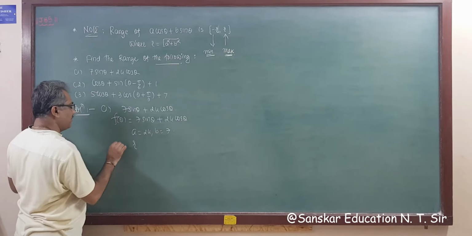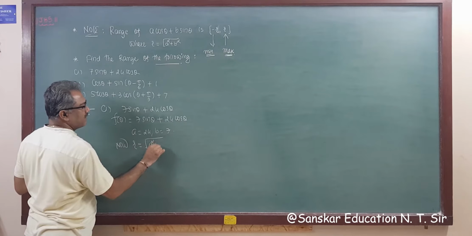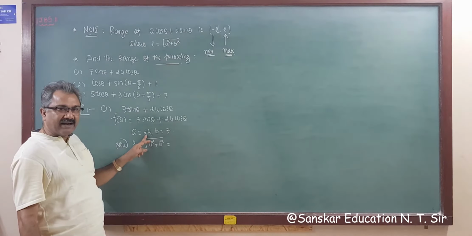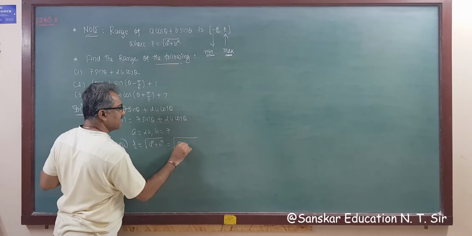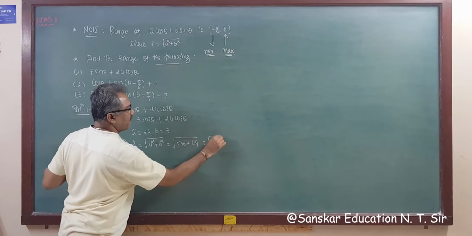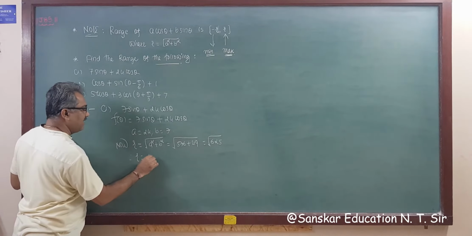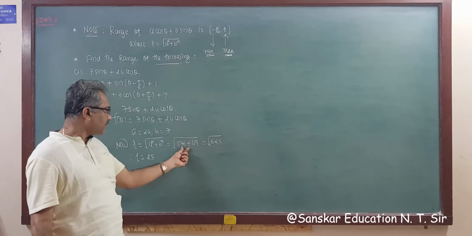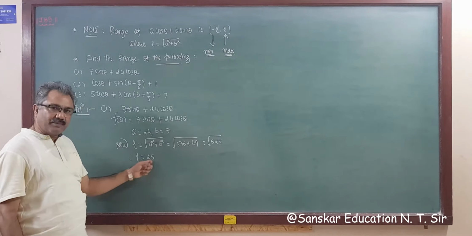So now r is equal to the square root of a square plus b square. The square root of 24 square, which is 576, plus 7 square, which is 49. So this is the square root of 625. That is, r will be 25, because the square root of 625 is 25, right?